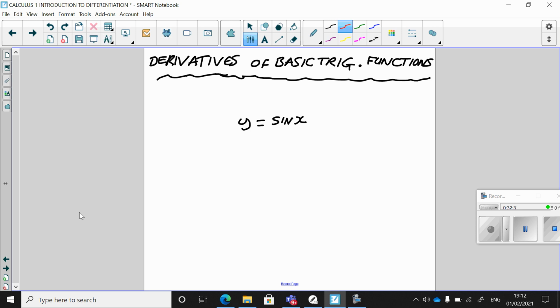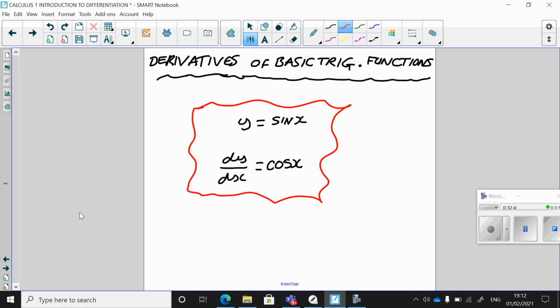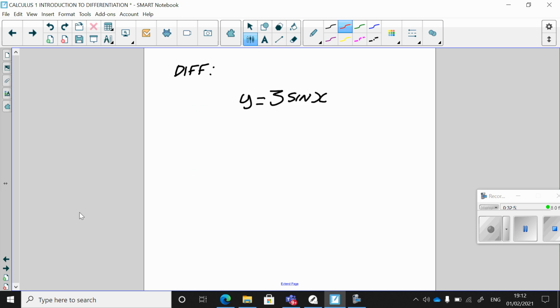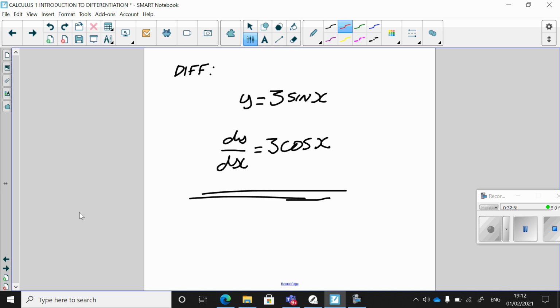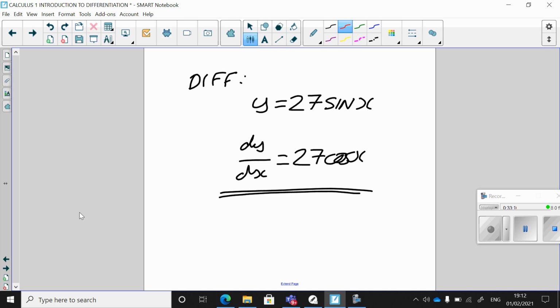We're only going to be looking at sine and cosine, or variations on them. Y equals sine x, its derivative is simply cos x. That's it. You may have a multiple, i.e. a number in front of sine x or cos x, that's fine. Just apply the rule and carry that number along in the front. So sine goes to cosine, so dy by dx is 3 cos x. That's it. Nothing else. Okay, 27 sine x. I know sine x goes to cos x, so 27 is just going to come along for the ride. That's it. Its derivative dy by dx is 27 cos x.